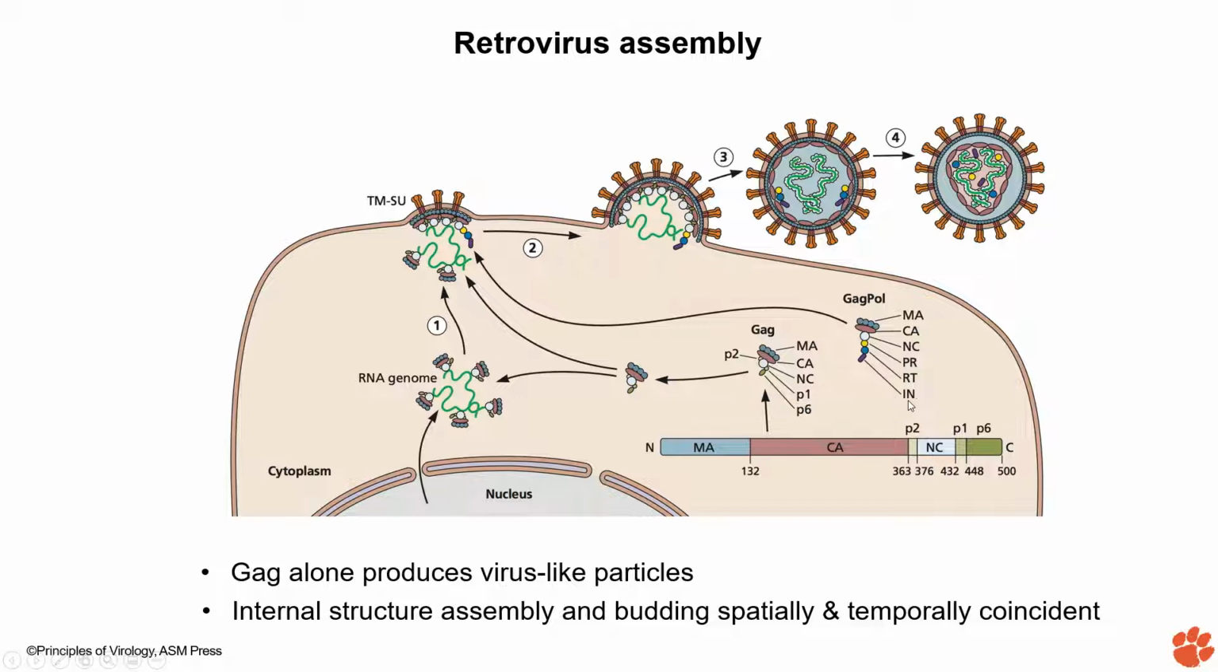But you need less amount of these proteins, the protease and RT. These are enzymes needed in less amount. You need MA, CA, and the NC in much more amount. They are produced in the GAG as well as the GAG-pol. And these proteases will basically cleave these individual proteins, and they will interact with the RNA to package inside that virus, basically. So GAG by itself can form the virus-like particle.